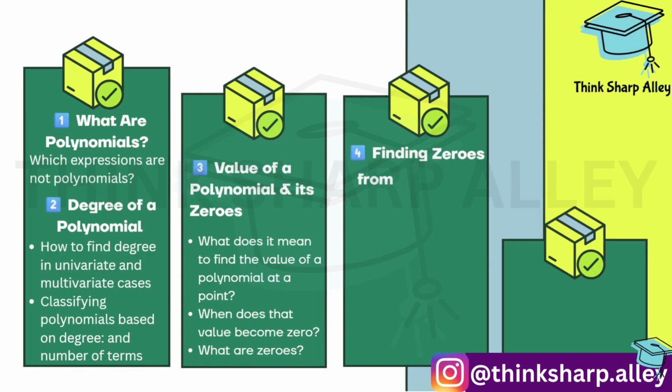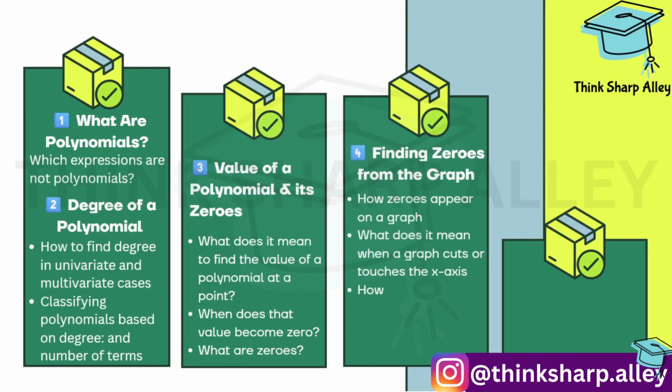Fourth, finding zeros from the graph. How zeros appear on a graph. What does it mean when a graph cuts or touches the x-axis, as you can see on the figure? How many zeros can a polynomial have based on its degree?